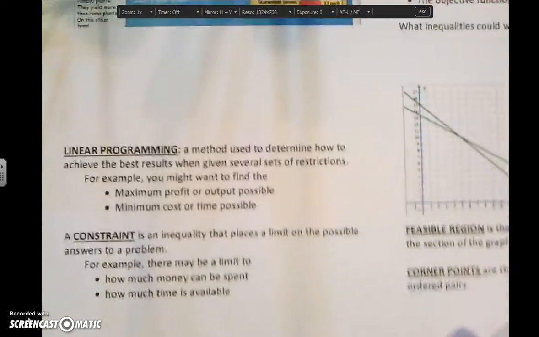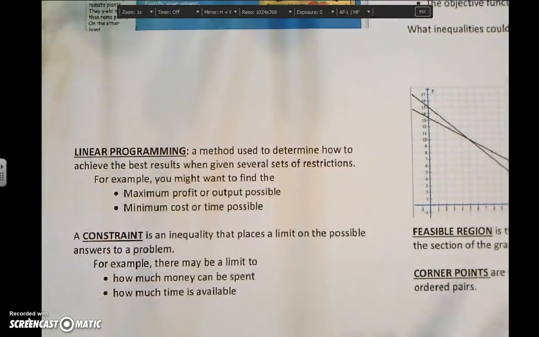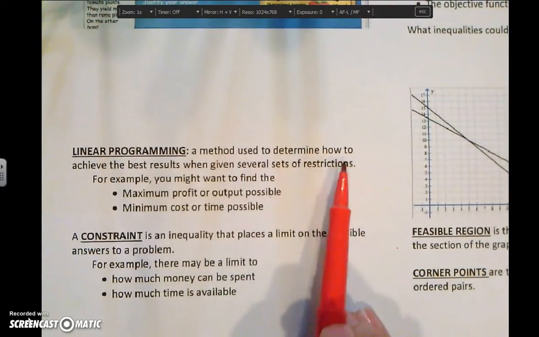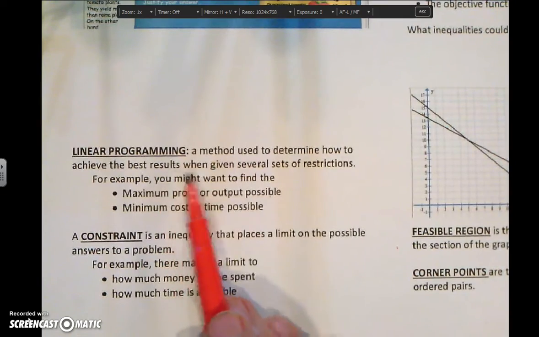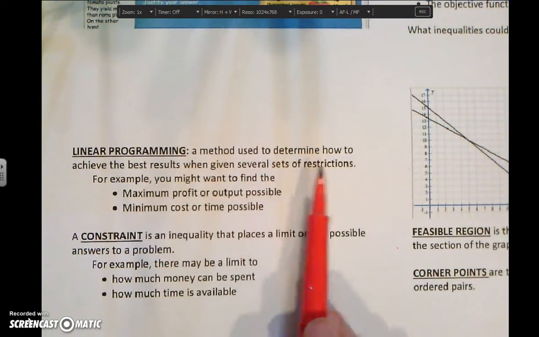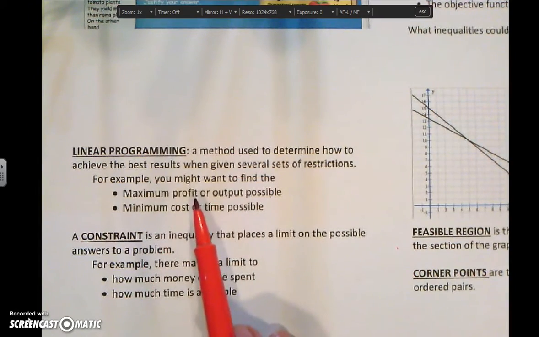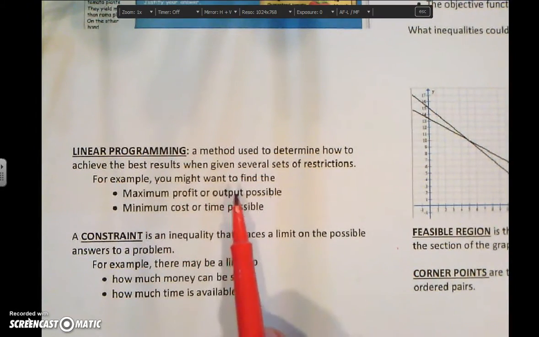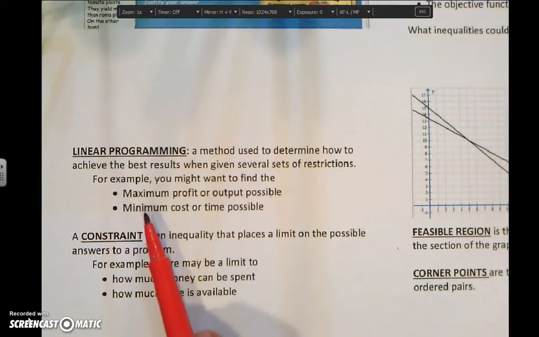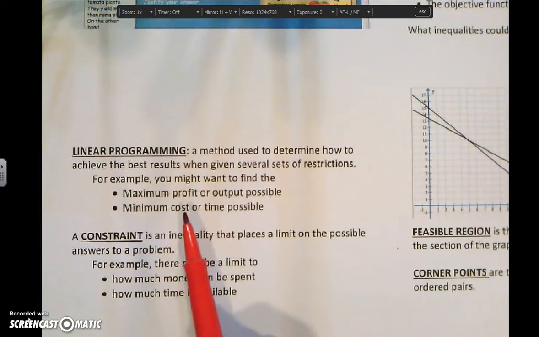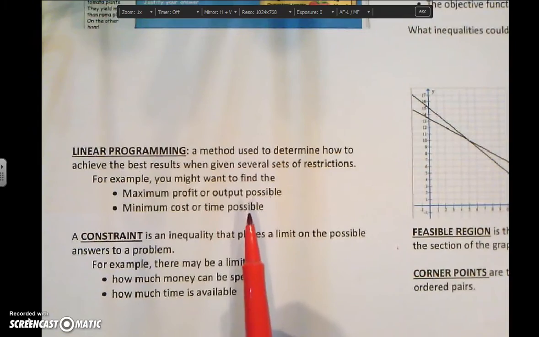All right, so this is called linear programming, which is a method used to determine how to achieve the best results when given several sets of restrictions. For example, you might want to maximize your profit or any output possible, or you might want to get the minimum cost or time that's possible.